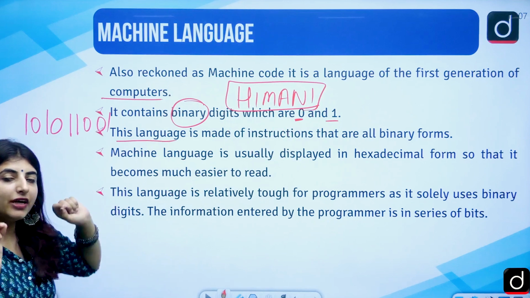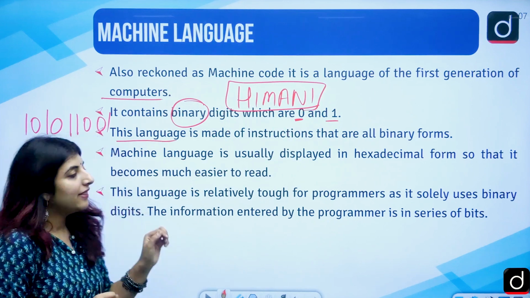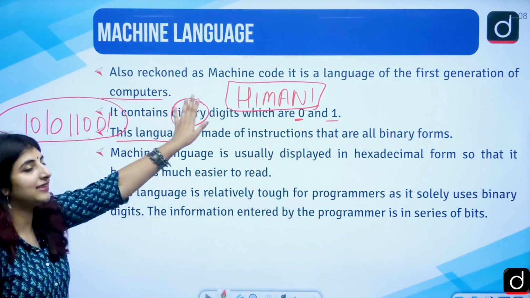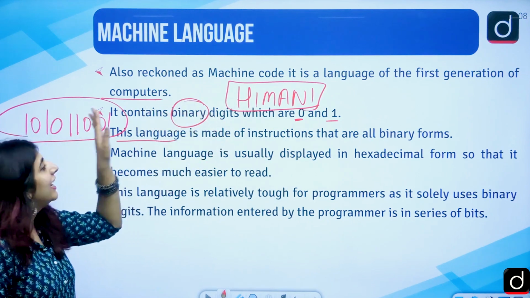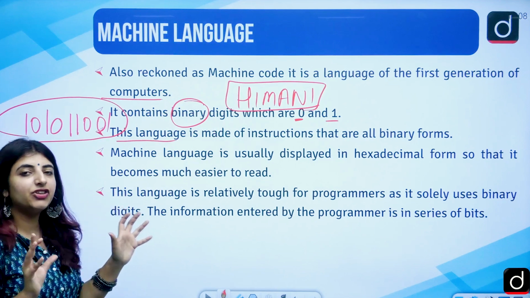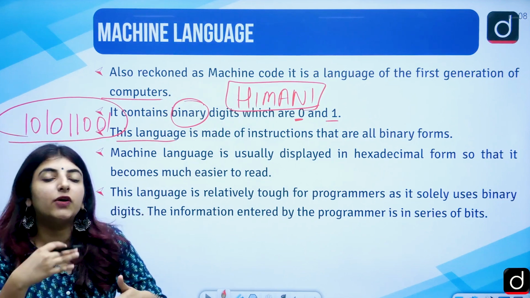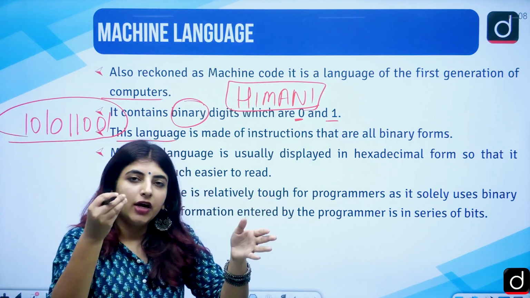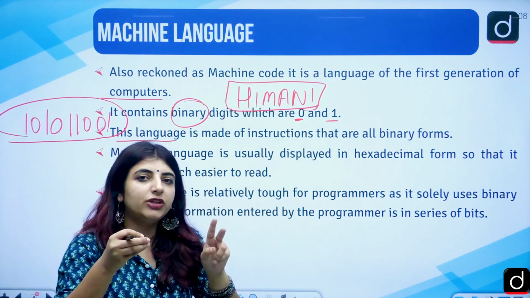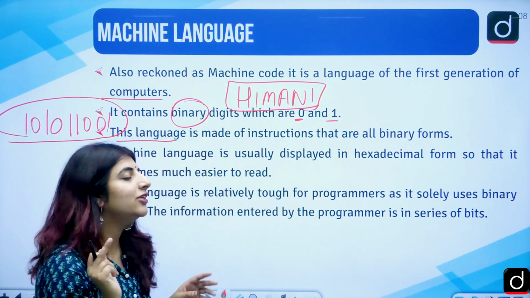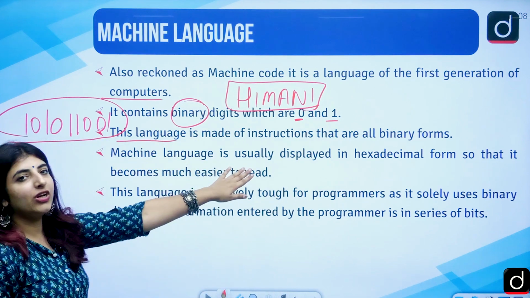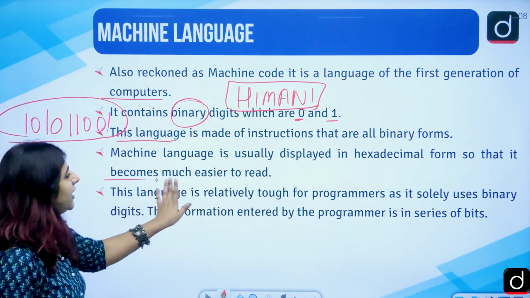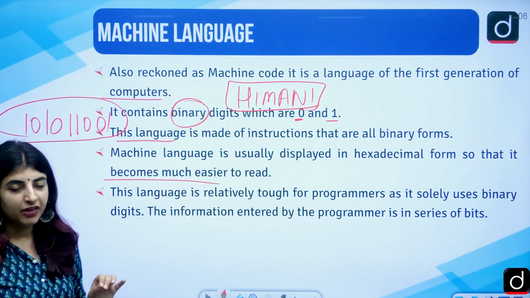But it is done so speedily, and I'm not saying that this thing stands for Himani, of course. This binary digits combination is what works particularly, and of course the computer comprises these two digits, zeros and ones, and it understands those very things. It is usually displayed in hexadecimal form, so that it becomes easier to read, right?